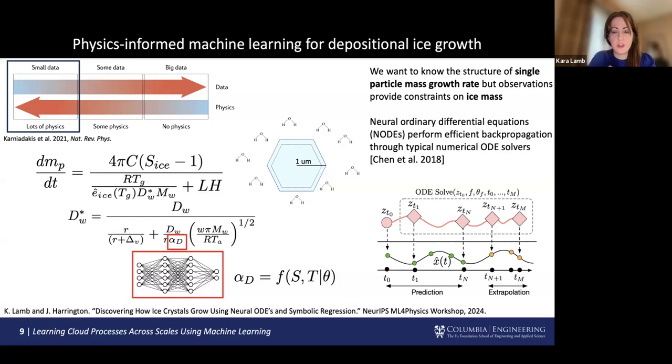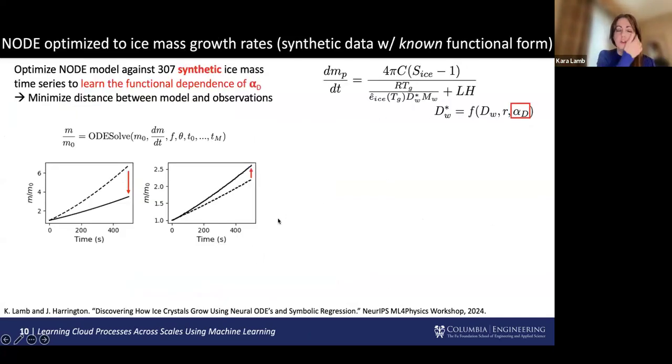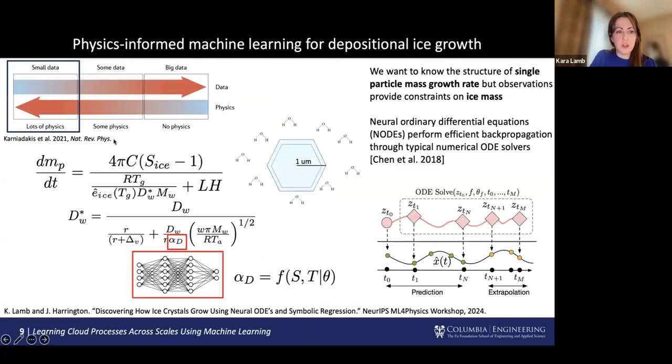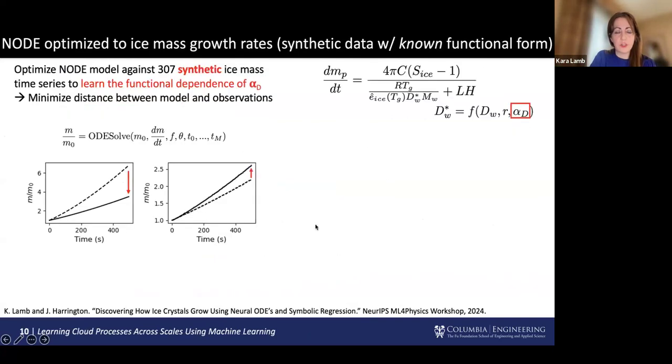And this is basically this idea that you can integrate directly over some unknown function, just like using typical numerical ODE solvers, and perform efficient backpropagation, while simultaneously optimizing this unknown function while integrating over it to learn the correct weights for that neural network. So I'm going to use this idea to create this node model, which includes all of this physics plus this unknown parameterization for the alpha function.